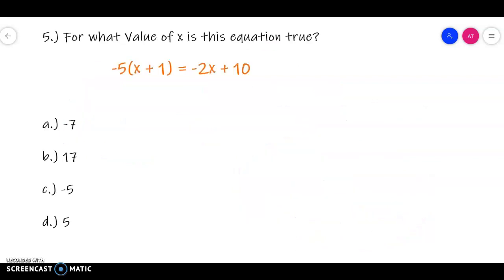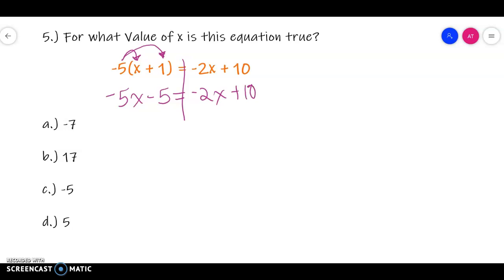Now you had some similar questions on your last test for this one. For what value of x is the equation true? So all you're going to do is distribute, that's one way. Another way you could do it is plug in each of these answers into x and see which one it is. That might take just a little bit of time, so it's completely up to you.